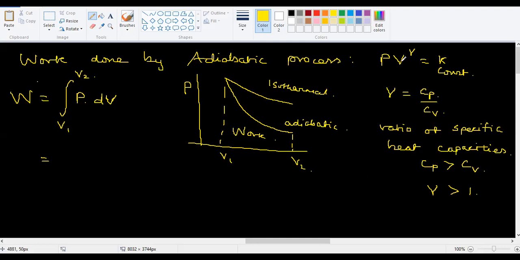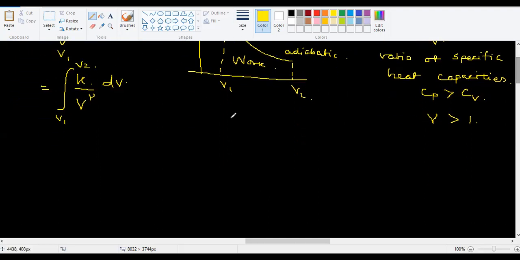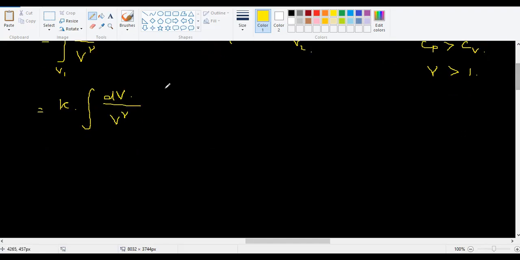So I want P. V power gamma, I'm going to bring it to the side. That means in place of P, I'm going to write K divided by V power gamma, then dV. This is the integral from V1 to V2. The constant can be kept outside. dV by V power gamma can be written as V power minus gamma.